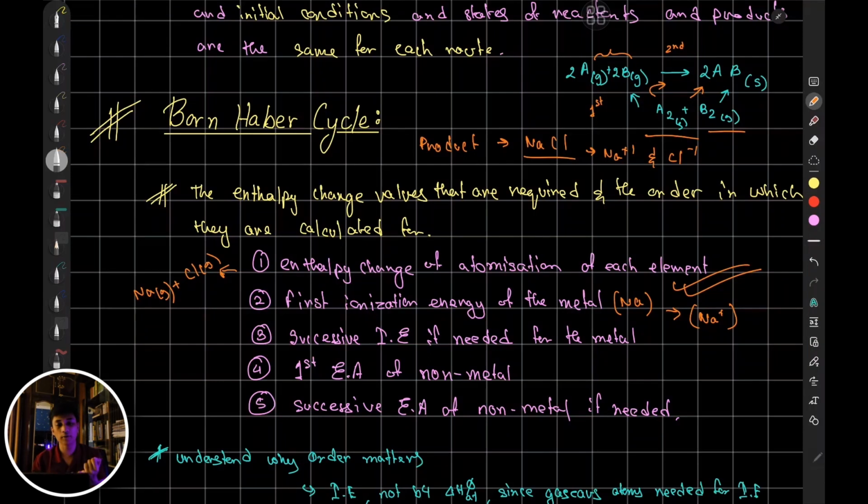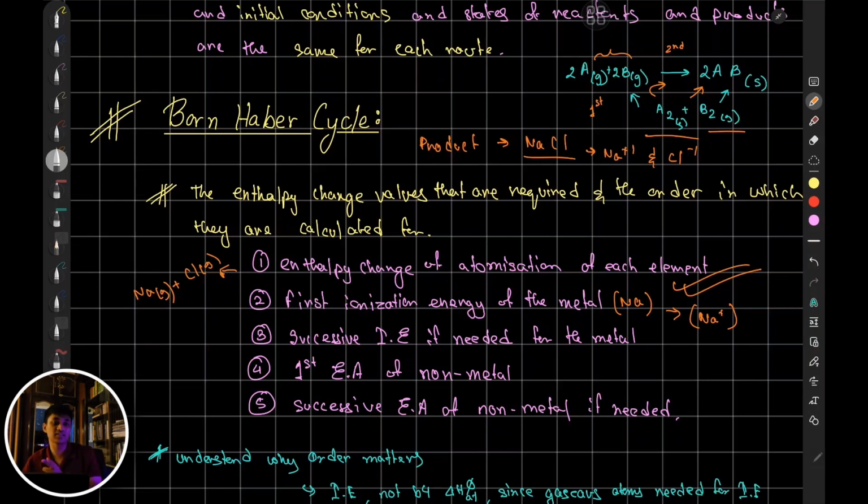So do we turn the chlorine into a chloride ion first, or do we turn the sodium atom into a sodium positive ion first? What are we doing? Are we forming the cation first or the anion first? Always remember, the cation is going to be formed first, and this order is important.